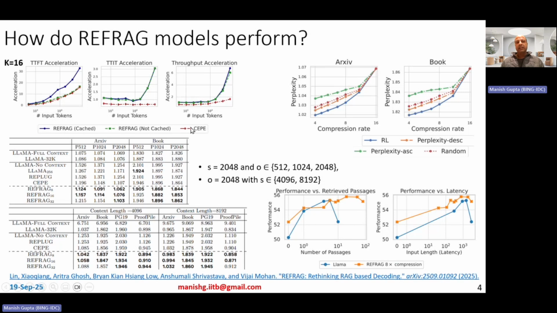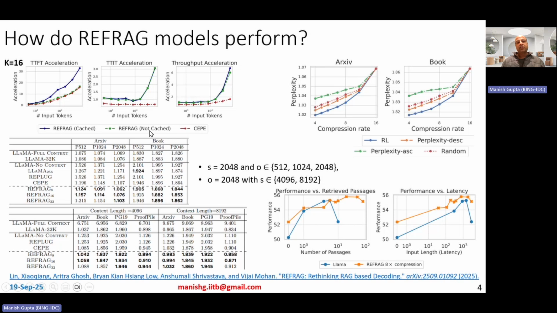CEP is yet another method to have efficient decoding. This has nothing to do with RAG, actually. This is standard plain decoding: you give some input and you want some output. When you give the input, you basically want to just compress the input. And here, selective compression is not done; you basically compress every chunk. So what do you observe here?